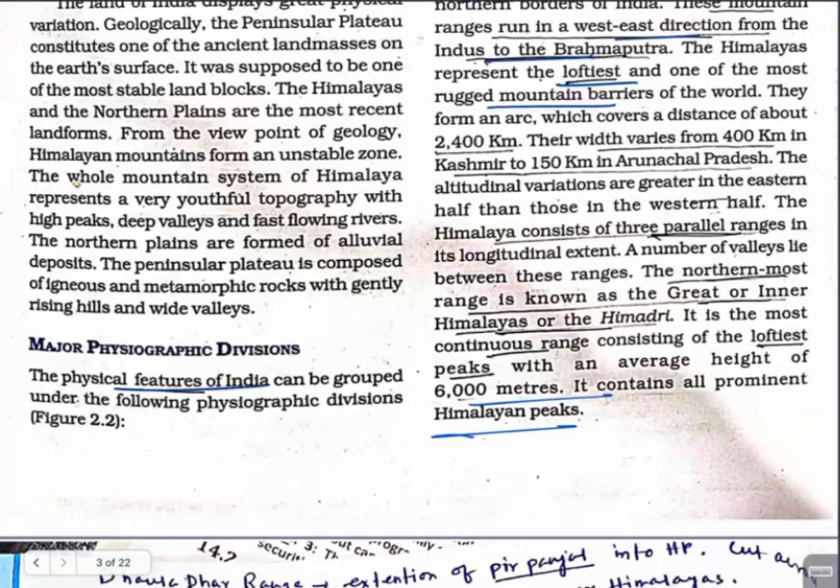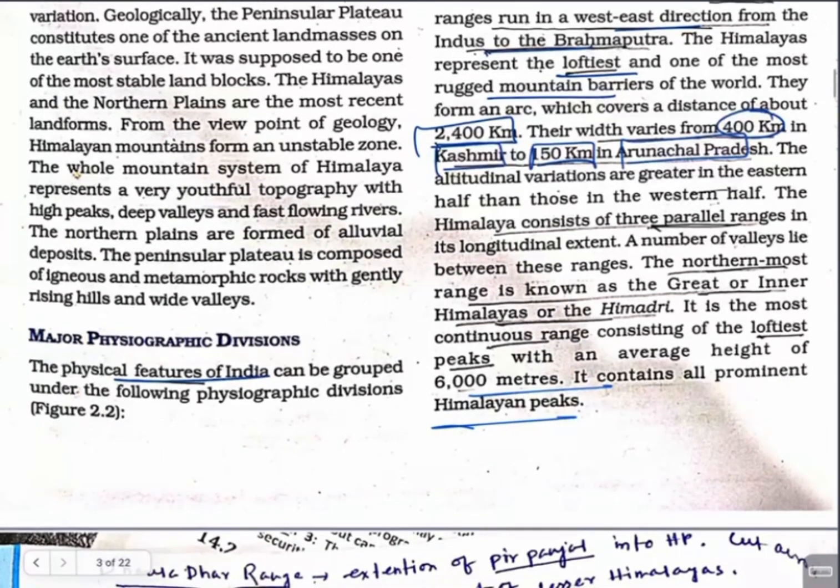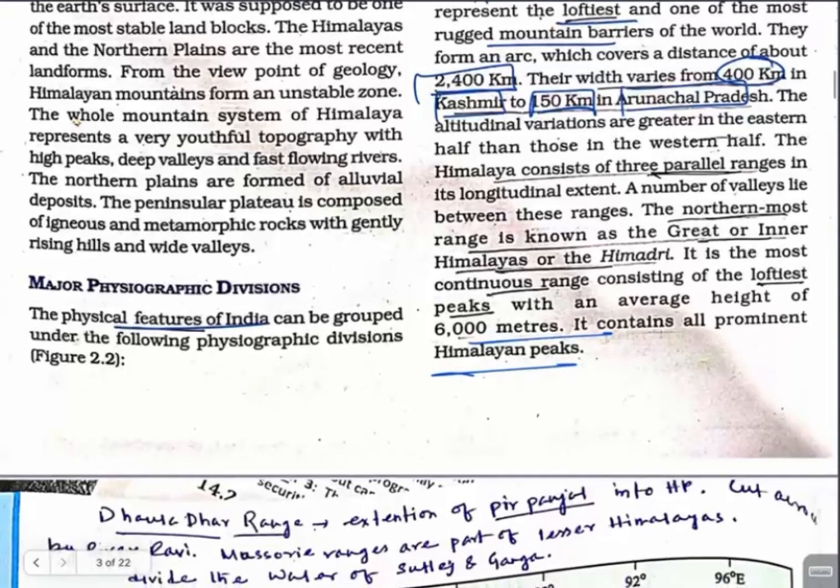So what is the length of the Himalaya? The Himalaya is about 2,400 kilometers long, and what is the width? The width of the Himalaya is 400 kilometers on the Kashmir side, and 150 kilometers on the Arunachal Pradesh side, which is the far eastern part of the Himalaya. The whole Himalayas consist of three parallel ranges.